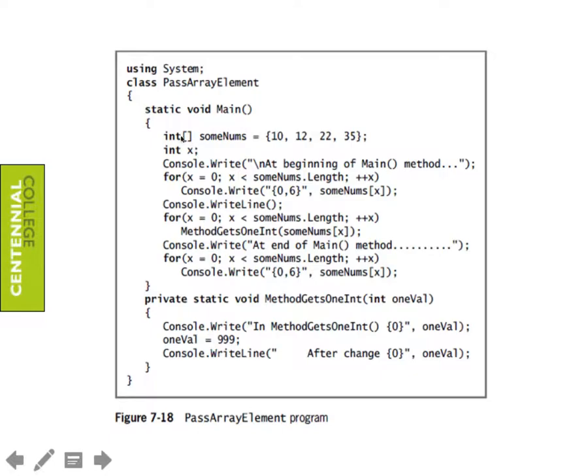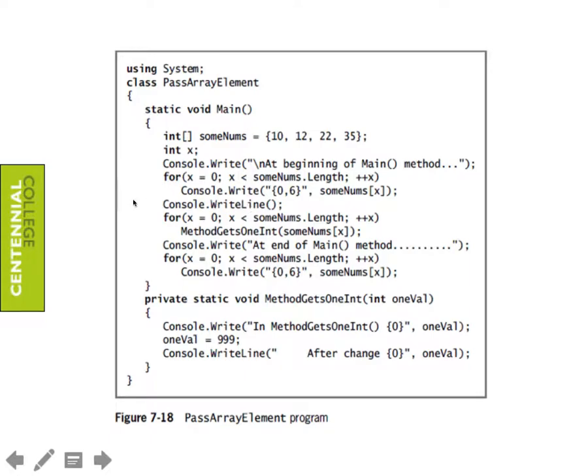So if I'm passing someNums[x], x starts at 0. So I pass the first value, 10. 10 is a valid value because I'm passing this by value. I'm passing the value of what's in someNums with this index, starting off at subscript 0, right? Subscript 0, 1, 2, and 3. So first it starts at 10, and when it's 10, it goes into oneValue, and then in method GetsOneInt, 10 is the value, right?